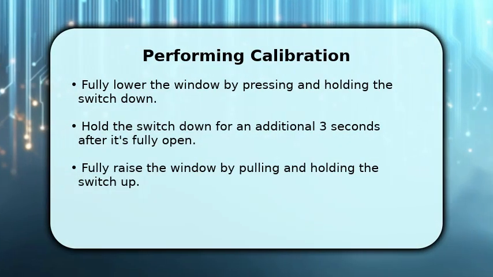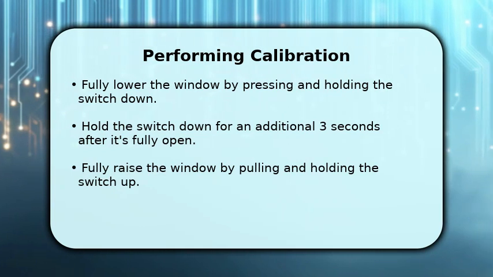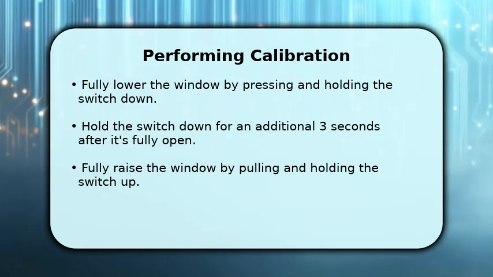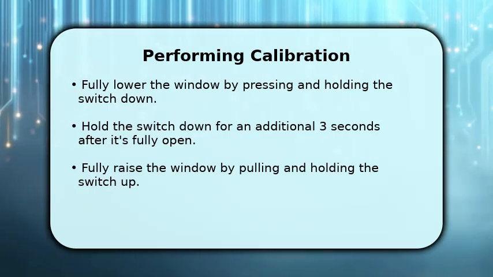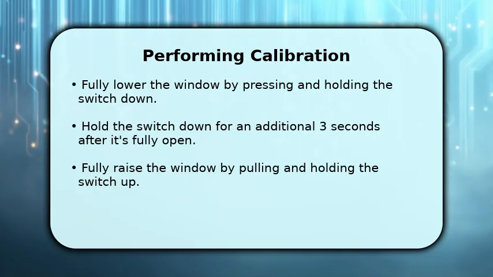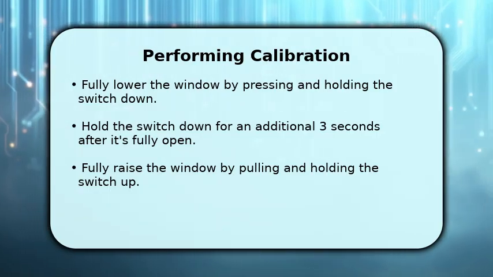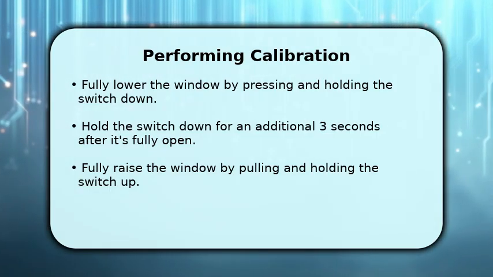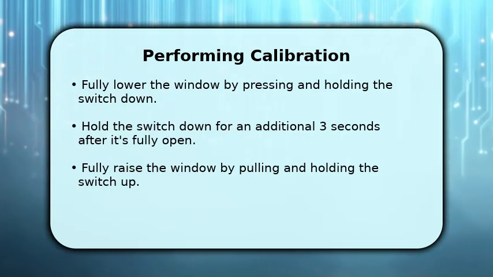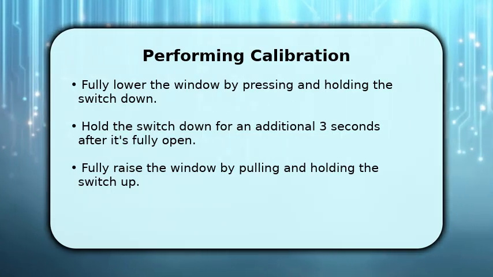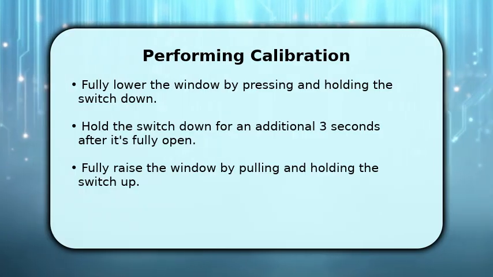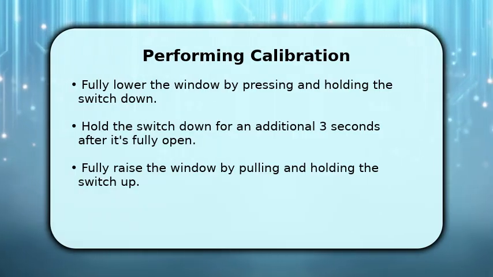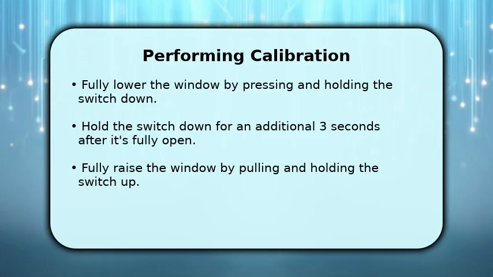Now, let's perform the calibration. First, fully lower the window by pressing and holding the window switch down. Once the window is completely open, continue holding the switch down for about 3 more seconds. Next, fully raise the window by pulling and holding the switch up. After the window is completely closed, keep holding the switch up for another 3 seconds. This sequence helps the car learn the window's full travel range.